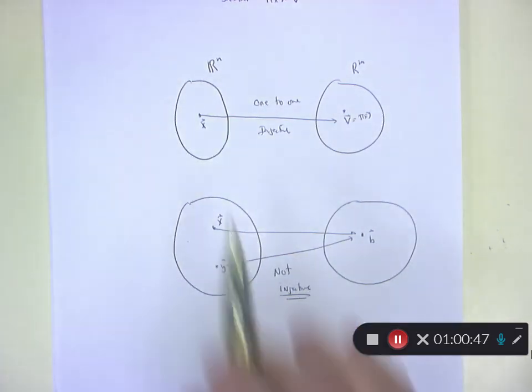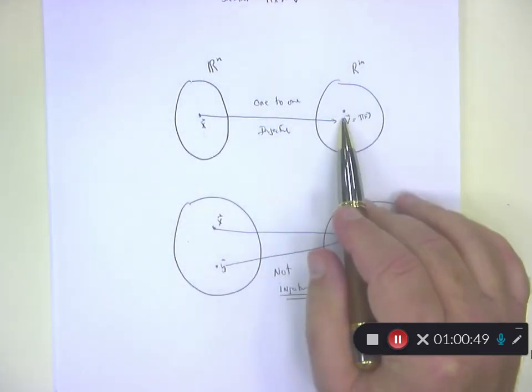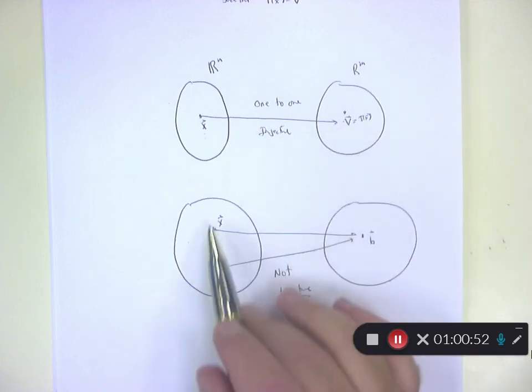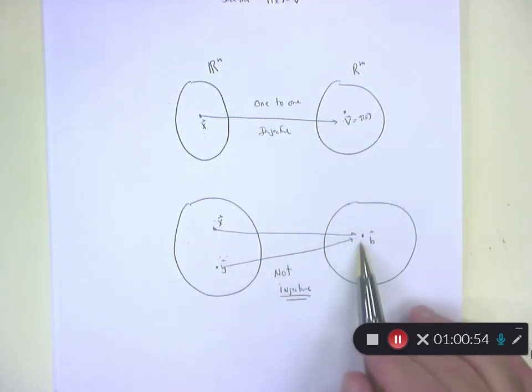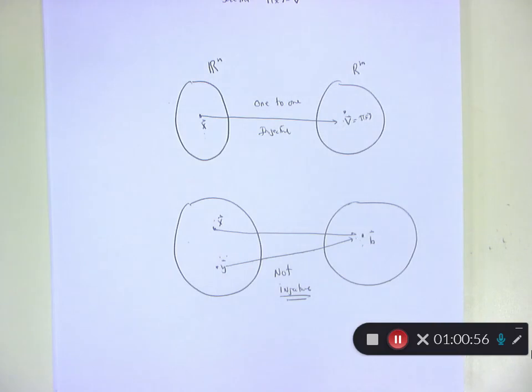Not 1 to 1. One vector to one vector. That's what we mean by 1 to 1. Multiple vectors mapping to a single vector over here in the range, that can't happen, okay? I'll give you an example.